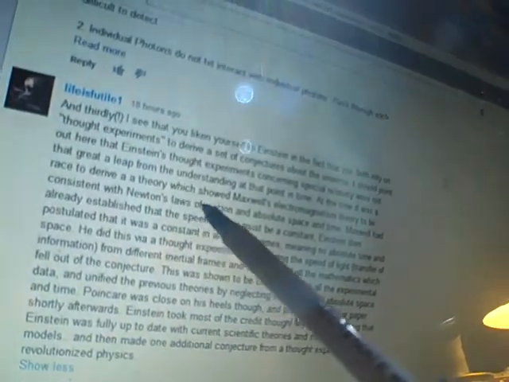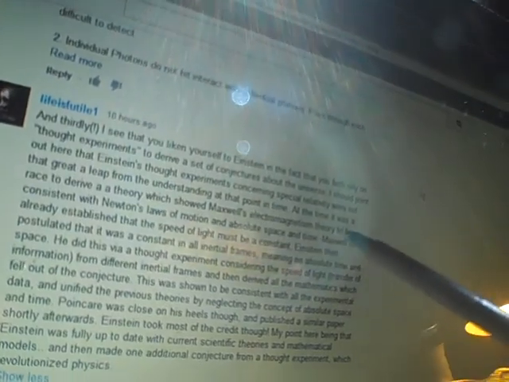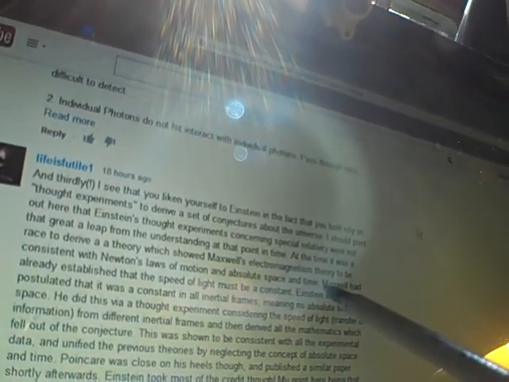All right. I mean, we can get into redshift and all that kind of stuff, but that's a frequency change, not a speed of light change. At the time, Einstein was in a race to derive a theory which showed Maxwell's electromagnetism to be consistent with Newton's laws of motion in absolute space and time. I just don't, this electromagnetism thing is a little bit tricky too.